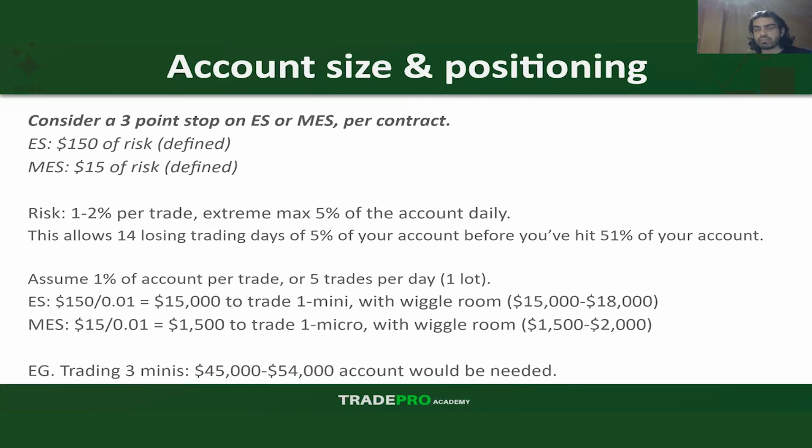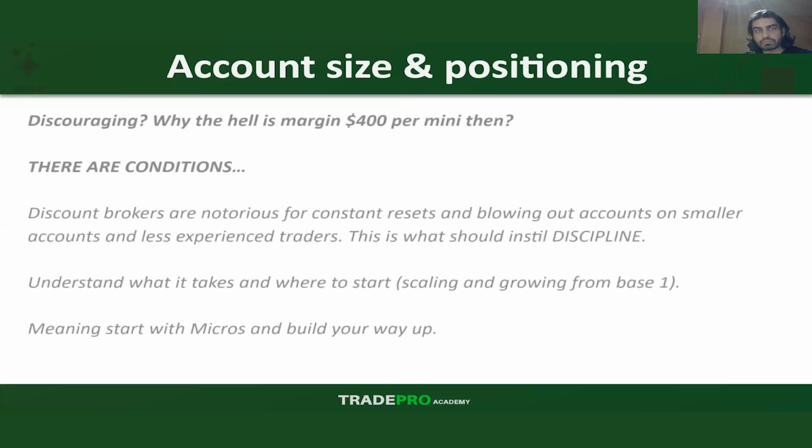You look at MES, same thing. You need $1,500 to $2,000 to trade one micro based on these assumptions. So, for example, trading 3 minis, you need around $45,000 to $54,000 in the account, right? Seems like a lot. Now, you don't have to go to this extreme and abide by this, especially if discount brokers are available, right? So it might be a little discouraging.